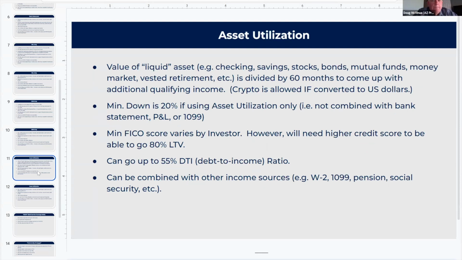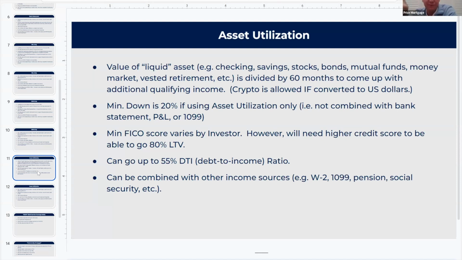Then just quickly on asset utilization, if somebody needs some additional income, they just don't quite have enough. Like we talked about, it just has to be a liquid account, could be checking, savings, stocks, bonds, mutual funds, money market, vested retirement, and they divide it by 60 months, and then they just give you that additional income. You can even use crypto as long as it's converted to US dollars.